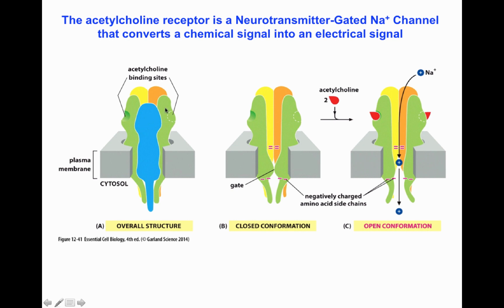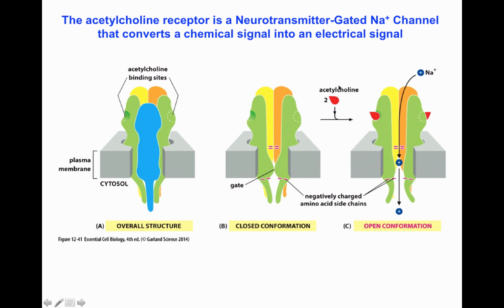So the acetylcholine receptor, the nicotinic acetylcholine receptor, because there's more than one type of acetylcholine receptor, contains 5 subunits, and some of those 5 subunits are able to bind to acetylcholine. Usually, in the absence of acetylcholine, that channel is going to be closed.